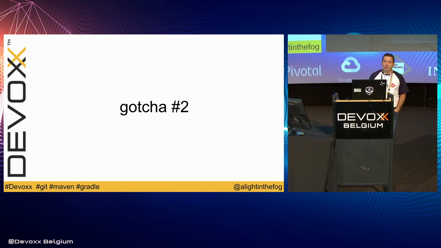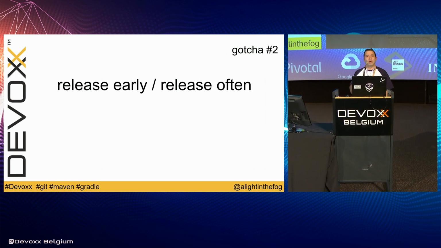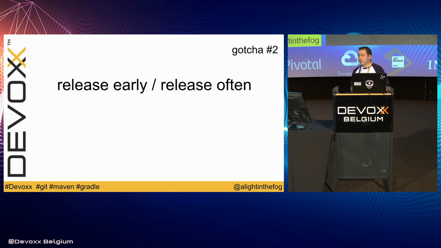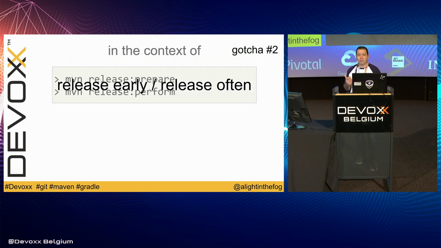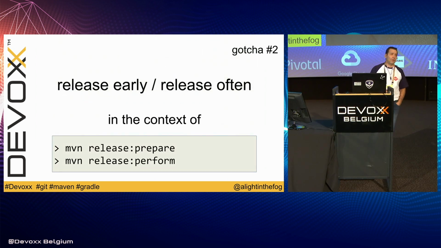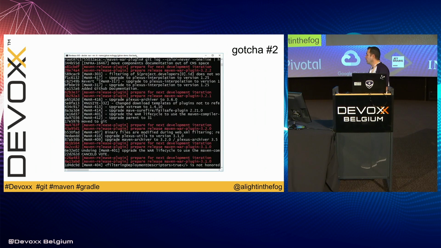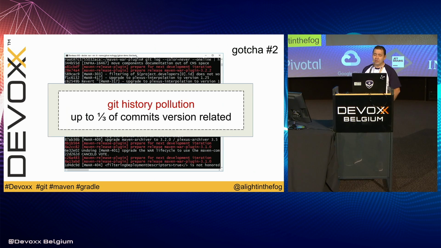Problem number 2. We all want to release early, release often. Why? Because it's very important to have feedback very early in the process. But if we do this with some tooling like this one, Maven Release, which I also use from time to time, we are going to face that. And how is it called? It is called Git history pollution.